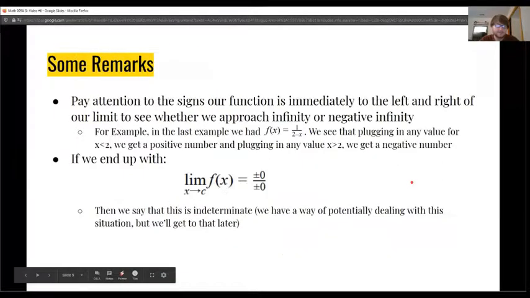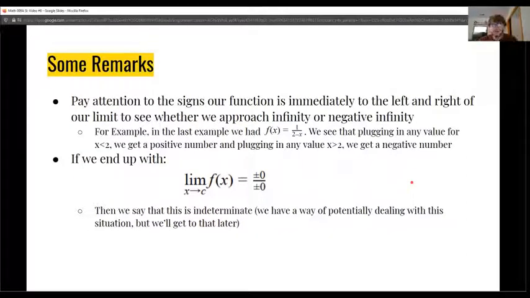So a couple of remarks, things to keep in mind. Pay attention to the signs of our function immediately left and right of our limit. This is going to help you determine whether we're going to infinity or negative infinity. For example, the last thing we did, f of x equals 1 over 2 minus x, we see that if we plug in any value less than 2, we get a positive number. We could pick something super close to 2 or something much less. So let's choose 1. 1 is less than 2, and 1 over 2 minus 1 is going to be positive. So we know on the left we're going to infinity. It's always going to be positive over there.